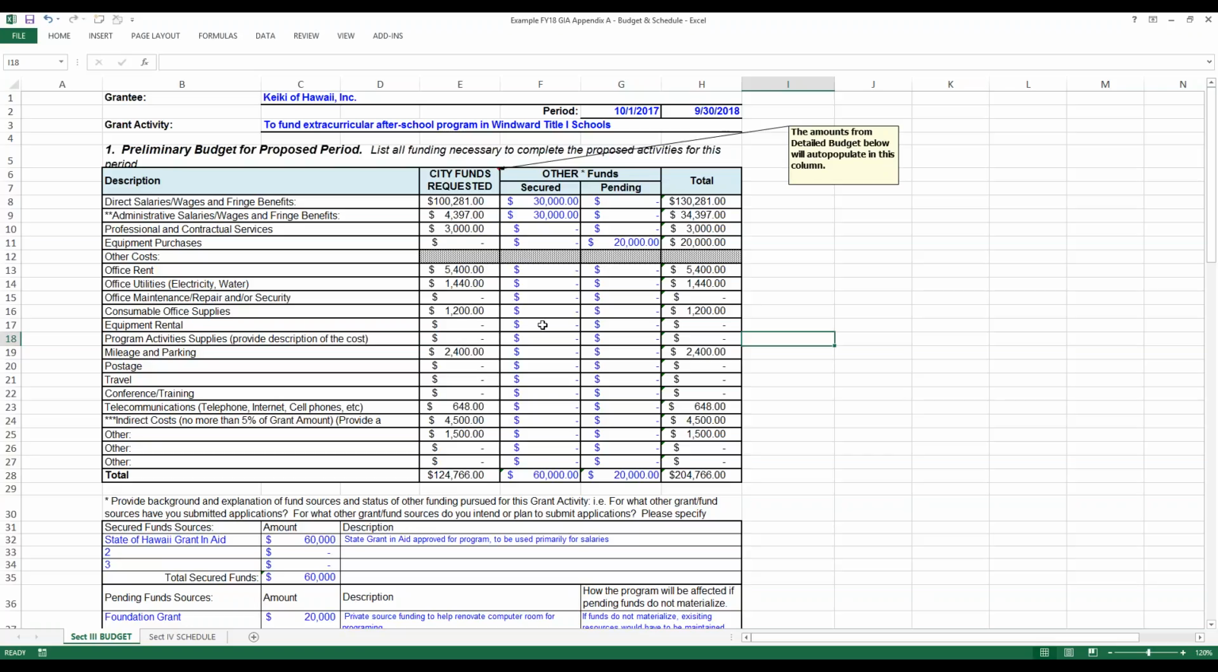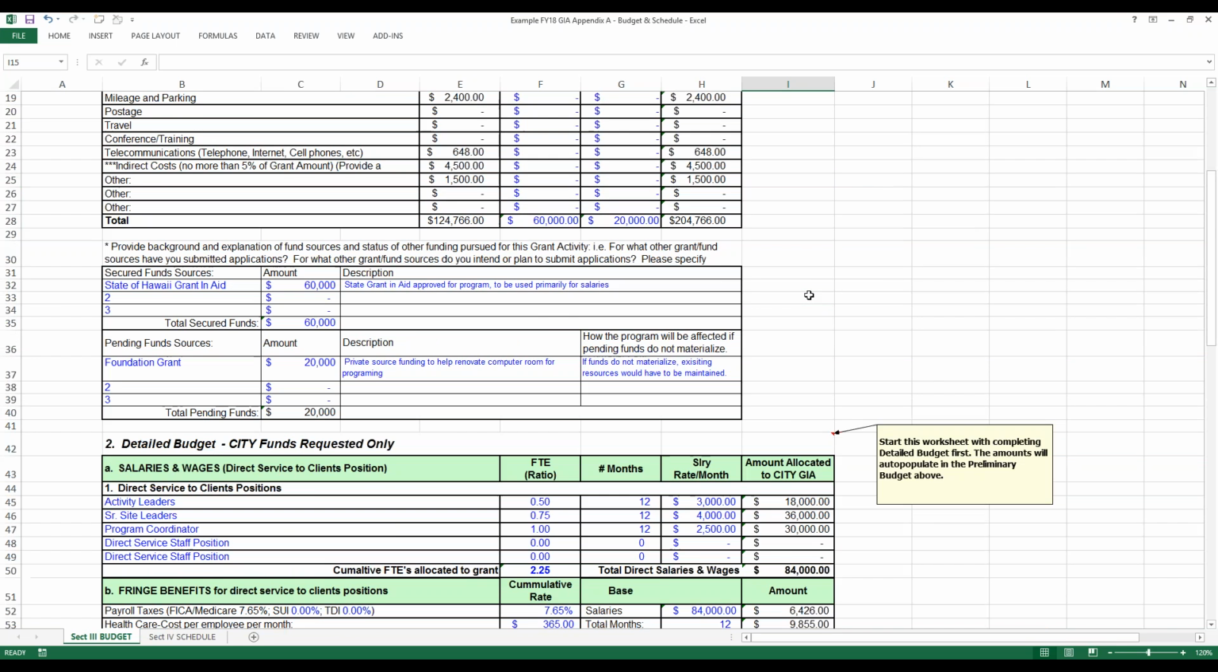And something to note, the cells that are in blue are the information that you have to fill in. All the other cells in black are already pre-filled. They either have formulas for you, so you don't need to worry about those. So I pre-filled here the grant period. Fiscal year 18 will start from October 2017. The grant spans 12 months until September 2018.